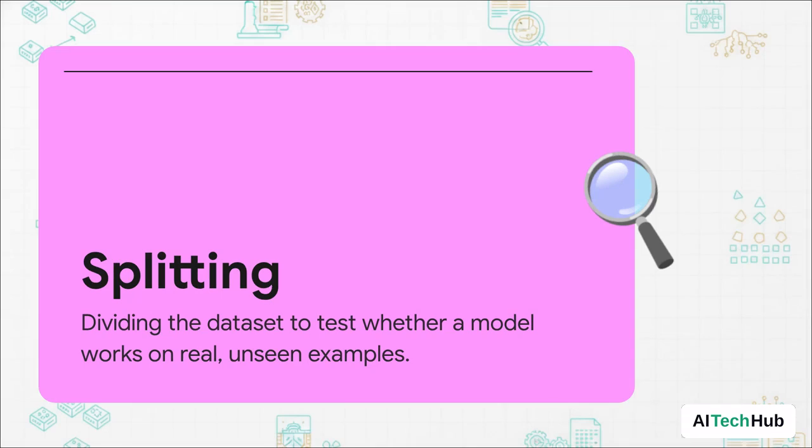And finally, we have splitting. This step is here to ensure you aren't just letting your model memorize the answers it's already seen. Think about it. If you test a model on the exact same data it used to learn, of course it's going to score 100%. It's literally like handing a student the answer key before they take the final exam.